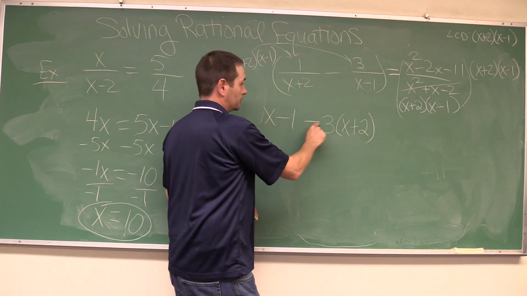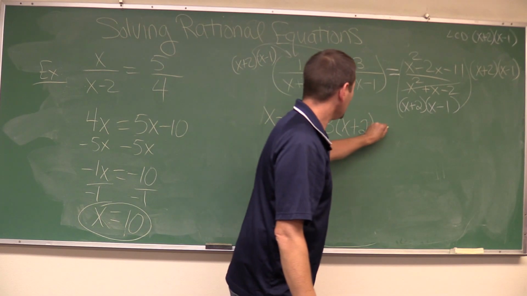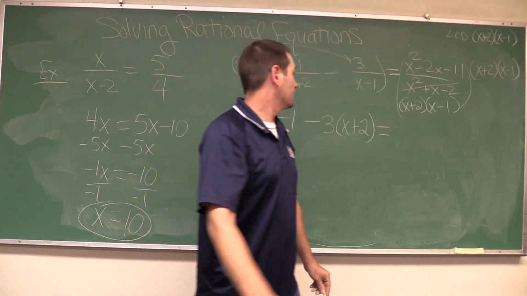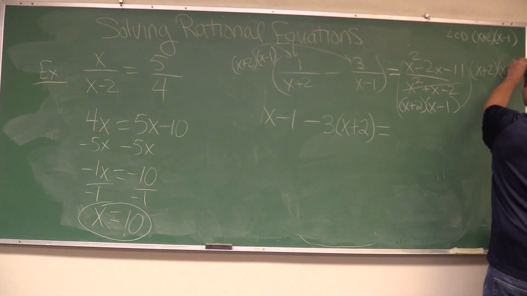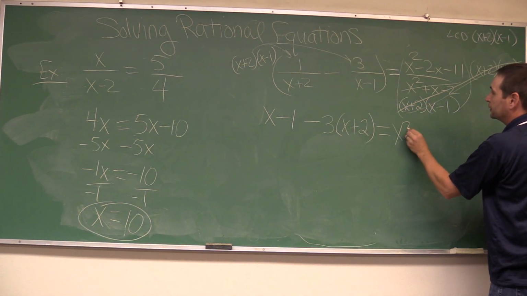So that negative is going to go along with that 3 and change both of those signs. Be really careful on that. Easy to make that mistake. It is going to equal my x plus 2, x minus 1 times the numerator, which is going to wipe out completely in that one. So I'm just left with the numerator in this case.